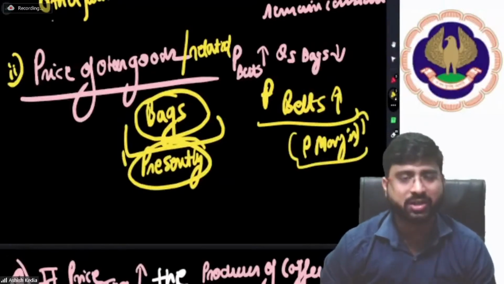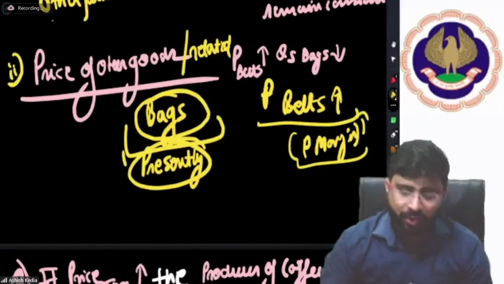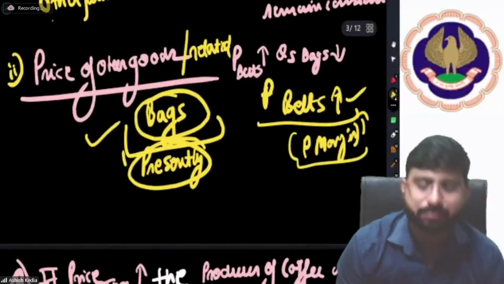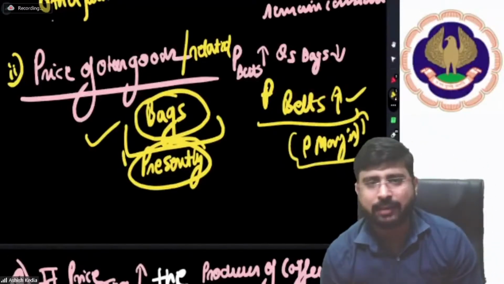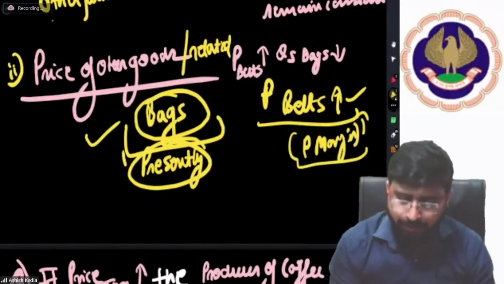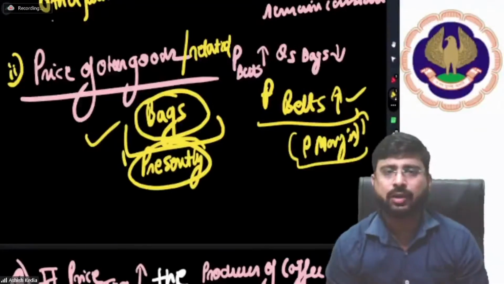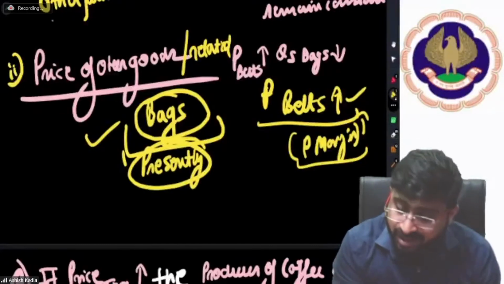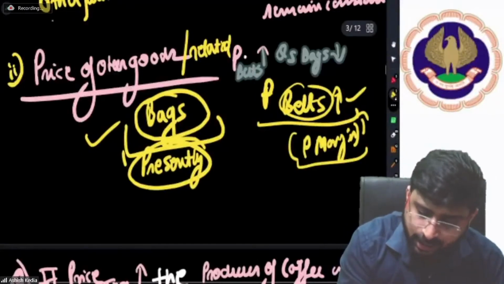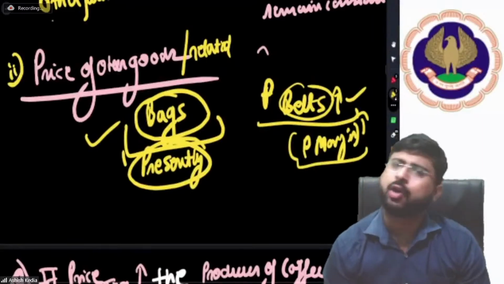I will repeat my question. You are in the business of producing bags as well as belts. अब bags का जो प्राइस है वो कांस्टेंट है, belts का प्राइस बढ़ने लग रहा है. So what will you do? You all tell me. What will you do?